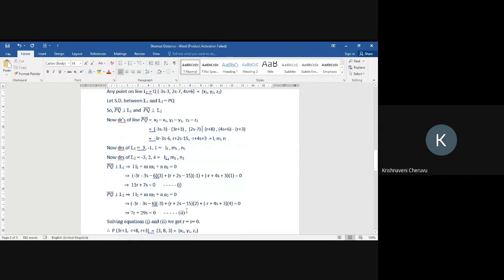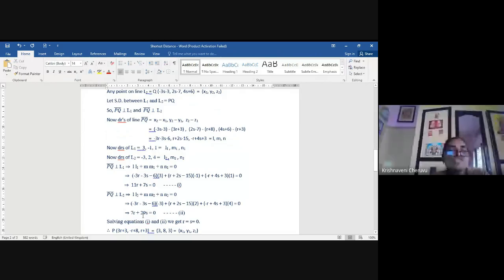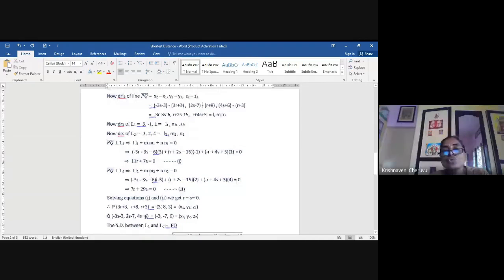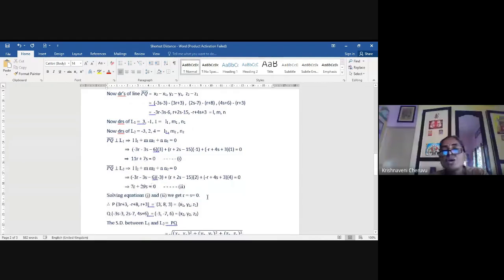Now equation 1, equation 2. These are two equations in two unknowns, R and S. You solve them. Solve them means you eliminate R, get S value, and then substitute. Okay, so like that you can solve them. What you will get when you solve these two equations is R, S. Here R is equal to 0, S is equal to 0.